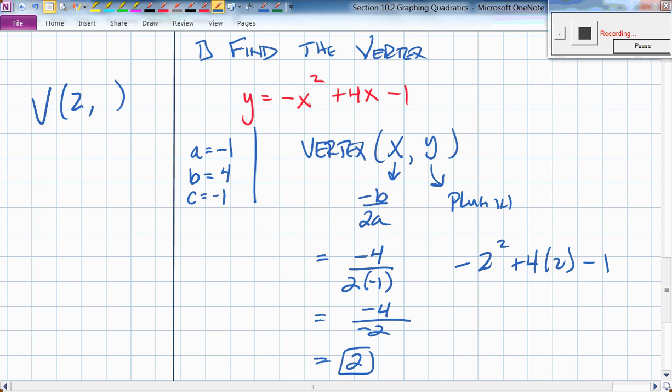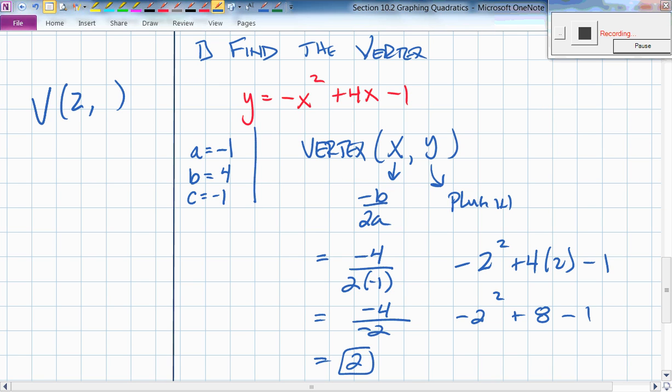All right, so here we go. We're going to plug this in. We're going to do negative 2 squared plus 4 times 2 minus 1. So this is going to be negative 2 squared plus 8 minus 1. Okay, now in this particular case, when we have a negative 2 squared, what's it going to be?